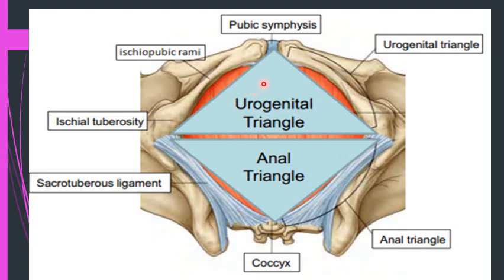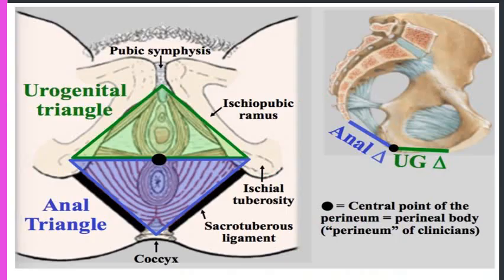And now you know that in the urogenital triangle, in the male there is the opening of urethra, and in female along with urethra there is the opening of vagina, which is the genital structure. And posteriorly in the anal triangle is the opening of anus, which is the terminal.